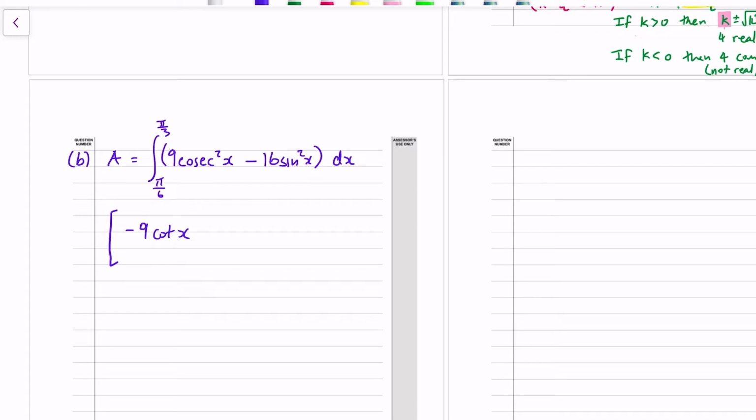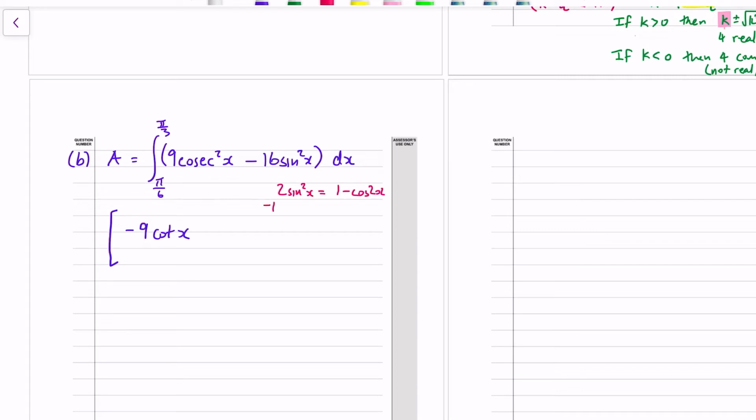The second one, hopefully you've followed a few of my videos and you've seen how trig integrals work. The sine squared one, we need to turn it into something that we can integrate. Like, don't write sine cubed over 3, that's a real common mistake. We need to use this double angle formula: 2 sine squared x is equal to 1 minus cos 2x.